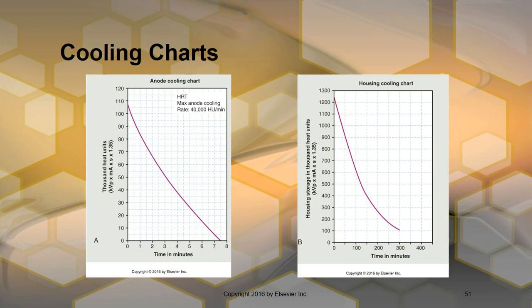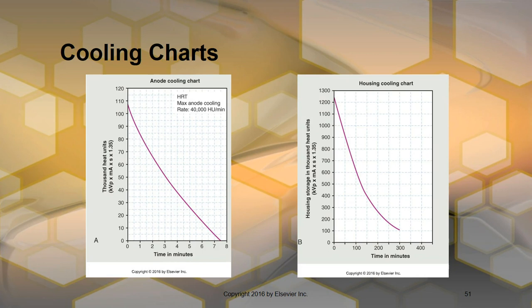So the curve that's plotted is the cooling curve. So here's an anode cooling chart, and then here's a housing cooling chart. They're the same numbers on each side, but the housing itself versus the anode is what you're looking for. So they both work in the same way.